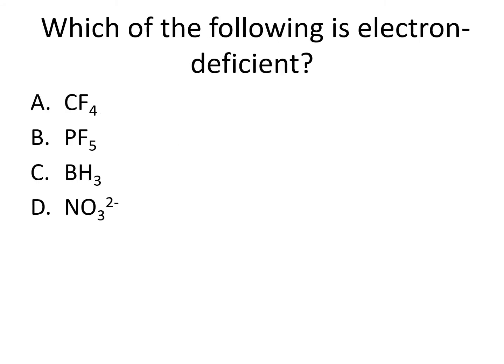Which of the following is electron deficient? Is it A, CF4, B, PF5, C, BH3, or D, NO3-2?